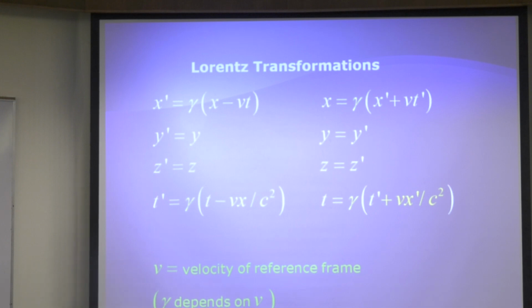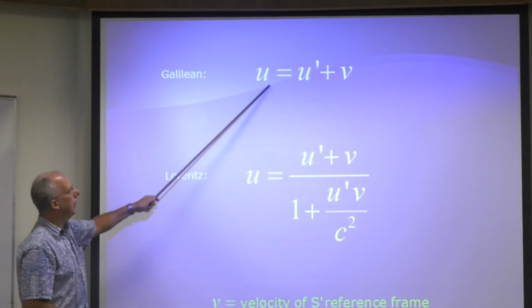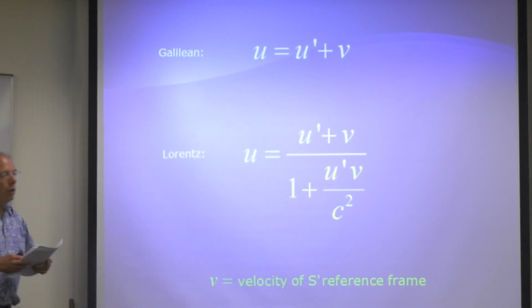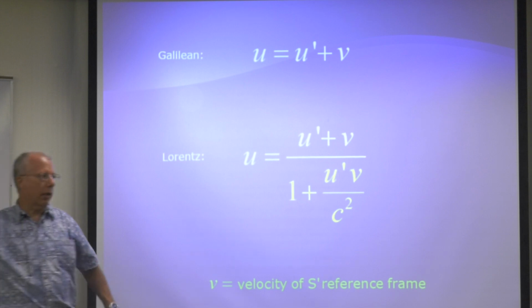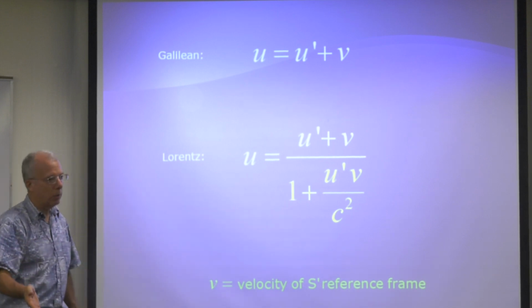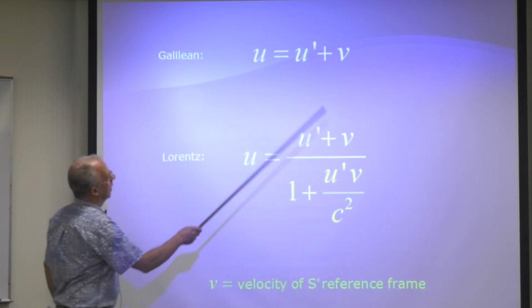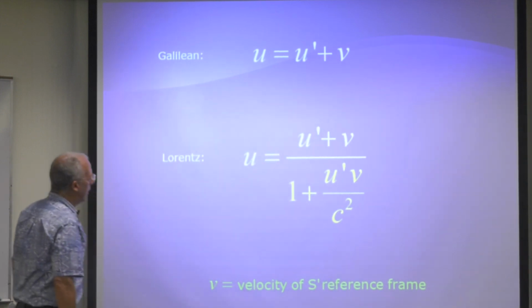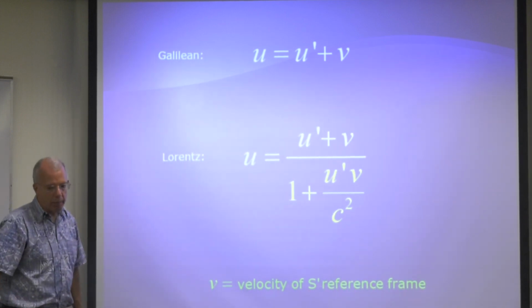So these are the distance and the time, but we want to get the velocity. So here's the velocity. This is the Galilean. If you're in a car moving at 60 miles an hour and you stand up and, ignoring air resistance, throw a ball at 100 miles an hour, somebody on the road would measure the ball going 160 miles an hour, right? Just add them.